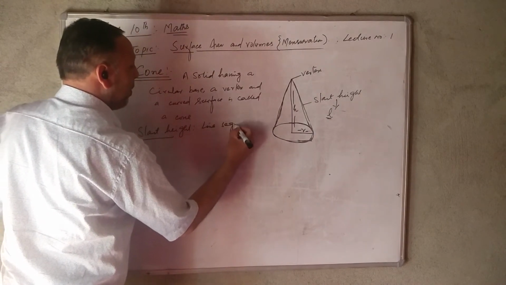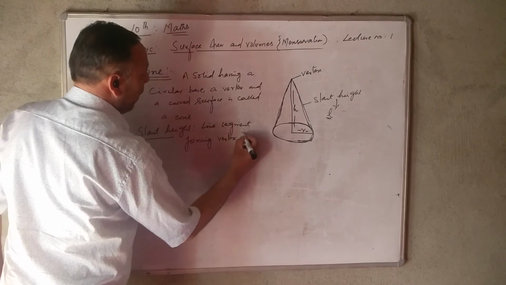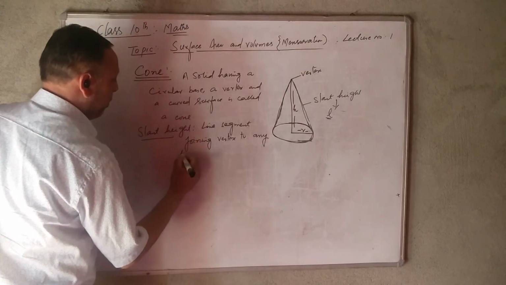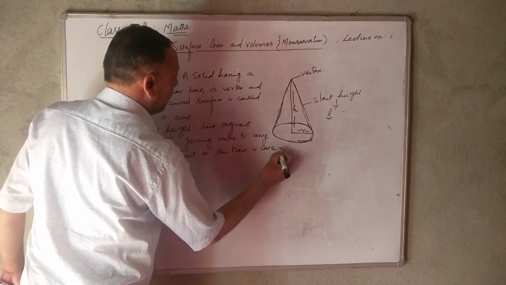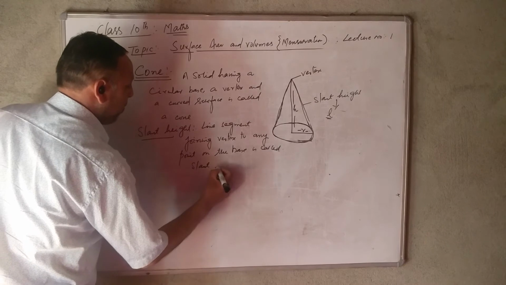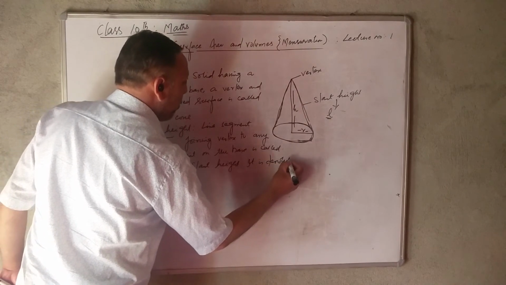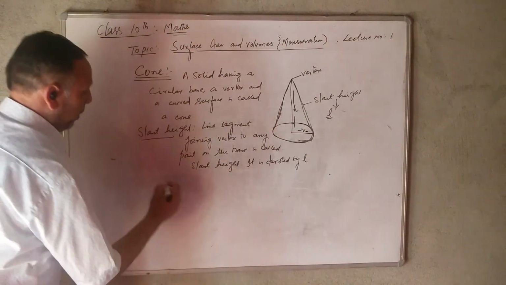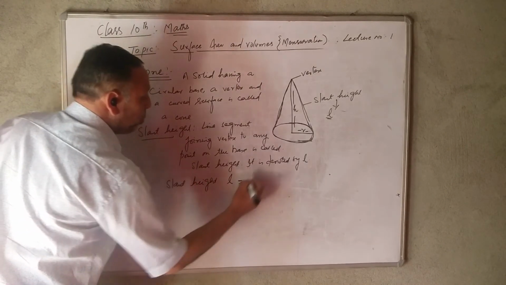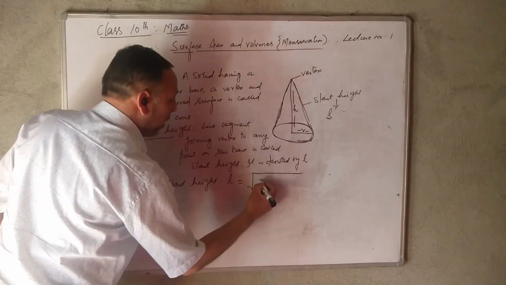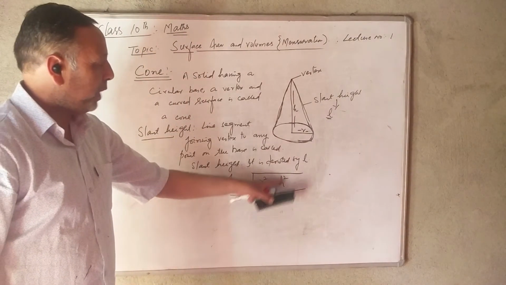Line segment joining vertex to any point on the base is called slant height. It is denoted by L. So slant height L is equal to square root of radius square plus height square. It is equal to square root of r square plus h square.